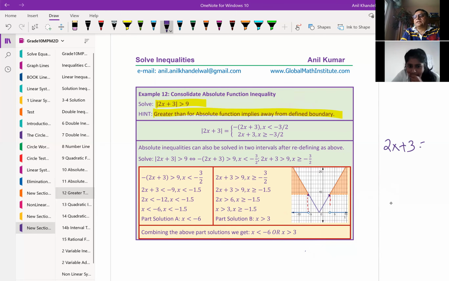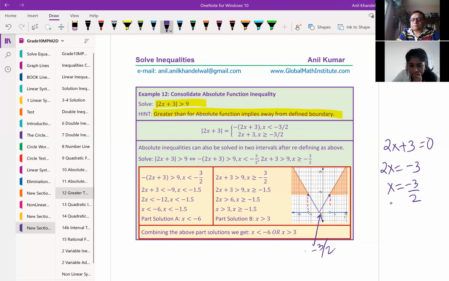When is it equal to 0? This is what we're trying to figure out. So we say 2x is equal to minus 3, x is equal to minus 3 by 2. The point where there is a vertex is at minus 3 by 2. This is the only value which will give you 0 here, right? So at 0, we have a vertex. Is that clear to you? That means, on the number line, correct?